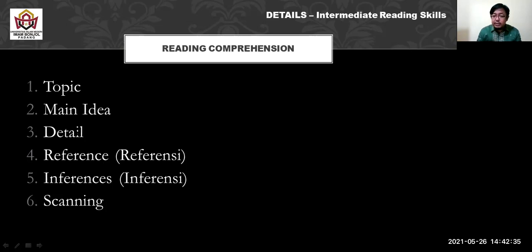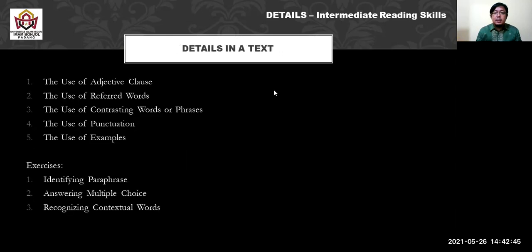Nah, I will go further tentang details. Meskipun ini mata kuliah intermediate reading skills, but I do hope that my explanation is very useful for the students. Details in the text, kita ada 5 item. Pertama, the use of adjective clause. 2, the use of referred words. 3, the use of contrasting words or phrases. 4, the use of punctuation. 5, the use of examples.